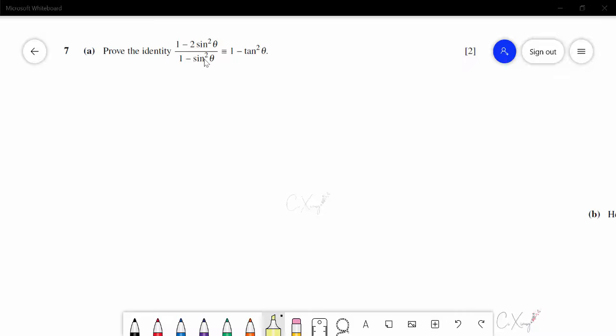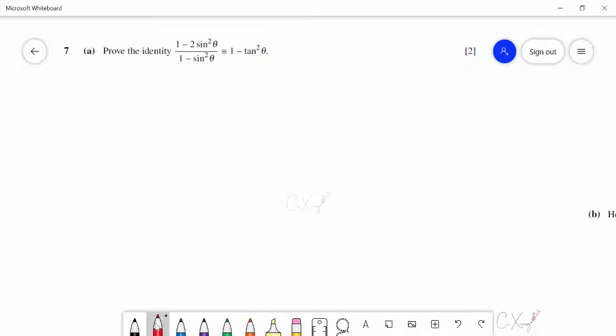Okay, so question number 7. All right, so for the first part, they want us to prove this identity. Okay, so you have to prove that this one equals this, or from the right hand side to the left hand side, and so on. Okay, so for me, I think it will be easier for us to start from the left hand side. Okay, so this is what we have for the left hand side.